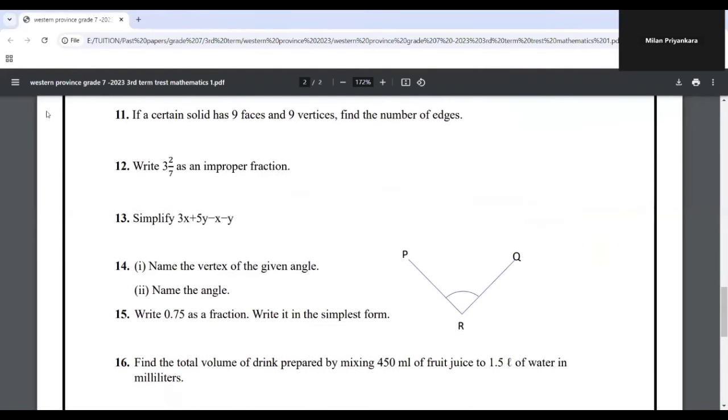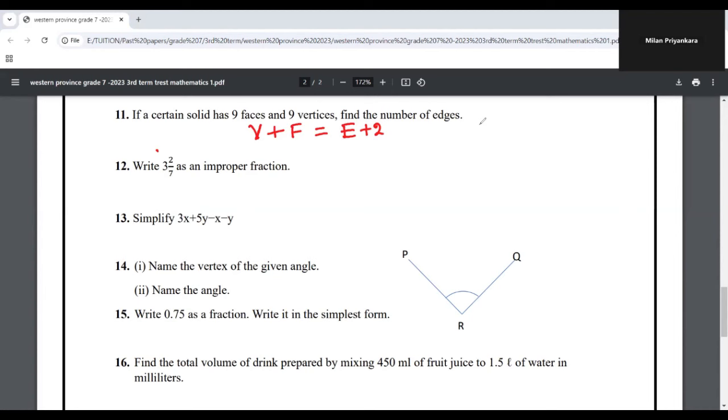If a certain solid has 9 faces and 9 vertices, find the number of edges. You see, if you have this one, you must always write Euler's relationship. I suggest you write this because it has 2 advantages. The first one is you are not going to make any mistakes. The likelihood of making mistakes by substituting wrong values will be decreased significantly.